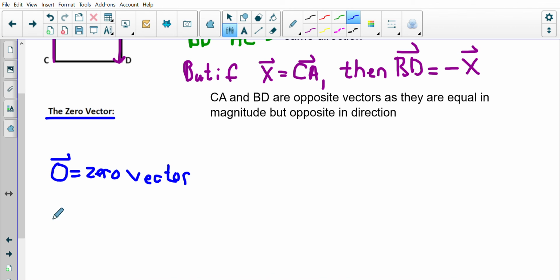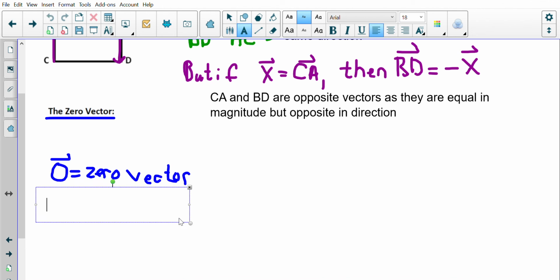And again, when we talk about the tail and the tip of a vector, the tail is the starting point, the tip or the arrow part is your tip. And in that case, the tip and the tail are at the same point because you've gone nowhere. Your start and your end are the same.